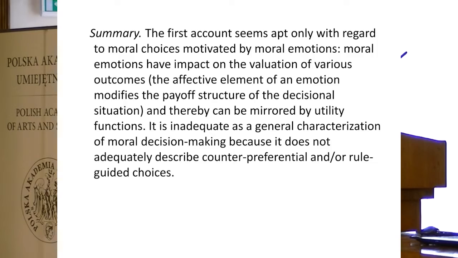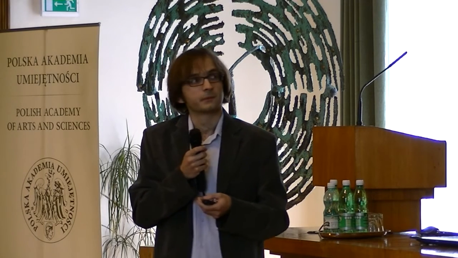So, rational choice theory is inadequate as a general characterization of moral decision-making because it doesn't adequately describe counter-preferential and/or rule-guided choices. Of course, the relation between counter-preferential choices and rule-guided choices is a complex one, because a counter-preferential choice doesn't have to be a rule-guided choice. You can imagine a person who follows, for instance, situational ethics, and nonetheless consciously implements this ethics in his life. This choice may be counter-preferential, but it will not be rule-guided in the sense of following a given moral code or the categorical imperative.